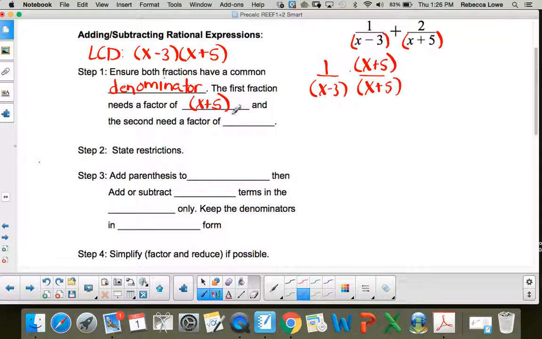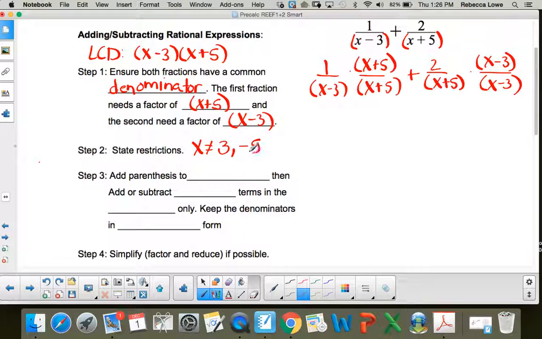The second fraction's denominator needs a factor of x minus 3. So I'm going to write the second fraction, and I'm going to be multiplying the numerator and the denominator by x minus 3. Again, I have not changed anything because this is being multiplied by 1. So at this point, make sure you state the restrictions. X cannot be 3 or negative 5 because that's what would make the denominator 0.